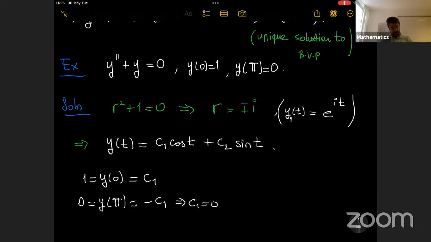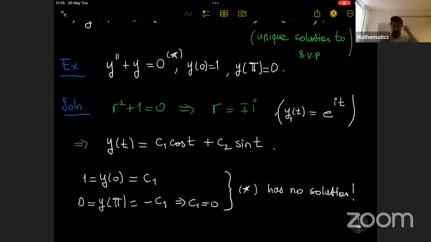But in the first equation, c1 was 1. Now we have c1 is equal to 0. That means there is no solution, because there is no such c1, right? c1 cannot be 0 and 1 at the same time. So let's call this star, okay? Star has no solution.